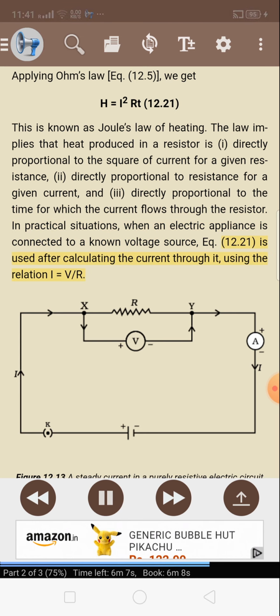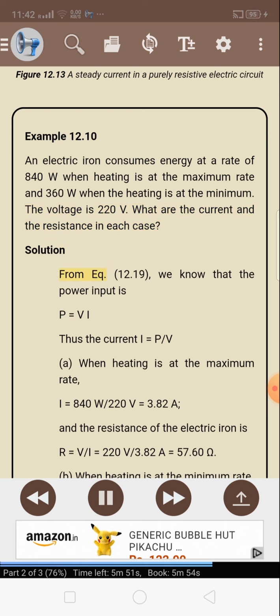Example 12.10. An electric iron consumes energy at a rate of 840 W when heating is at the maximum rate and 360 W when the heating is at the minimum. The voltage is 220 V. What are the current and the resistance in each case? Solution. From Eq. 12.19, we know that the power input is P equals VI. Thus the current I equals P/V.